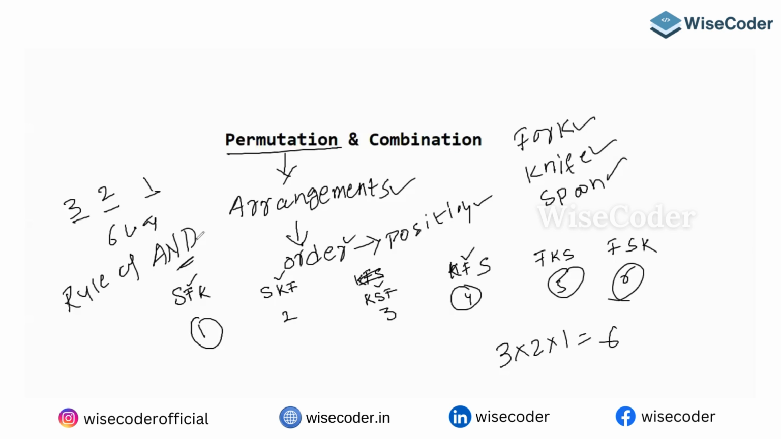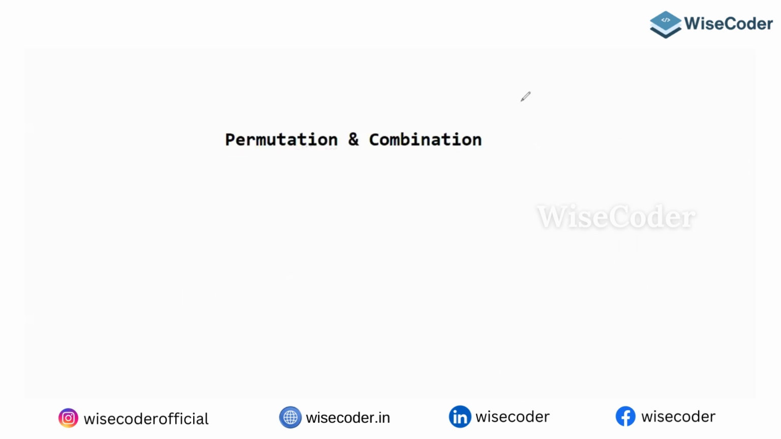Will the situation always be the same? No. In the previous question, we saw that I want a 3-digit number using the digits 1 2 3 4 5. Then for the first position there are 5 ways, for the second position 4 ways, and for the third 3 ways. Yes or no? So 5 into 4 into 3, which is 60 ways. So the point is this: the reasoning remains the same.